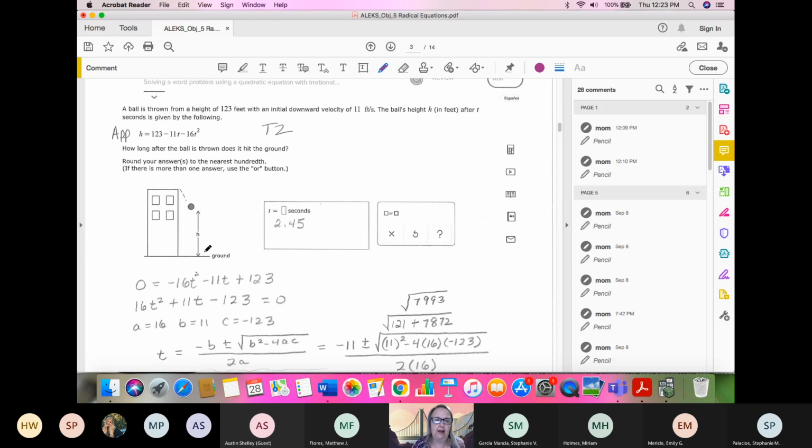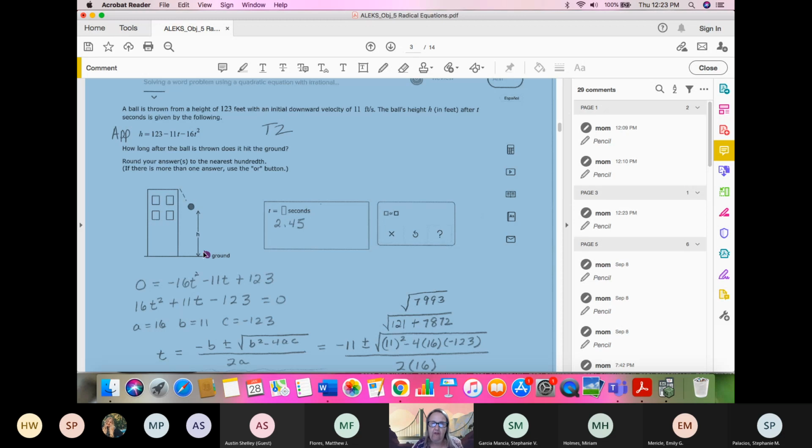So when the ball is down here on the ground, how far up is the ball when it's on the ground? Well, when it's on the ground, it's right here. So how far above the ground is it? Well, it's on the ground. So it's a height of 0 above the ground.